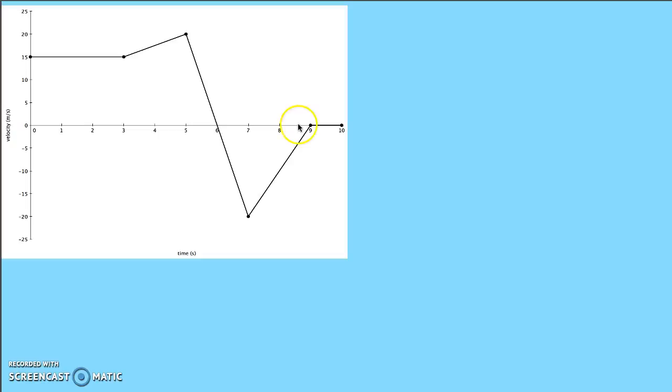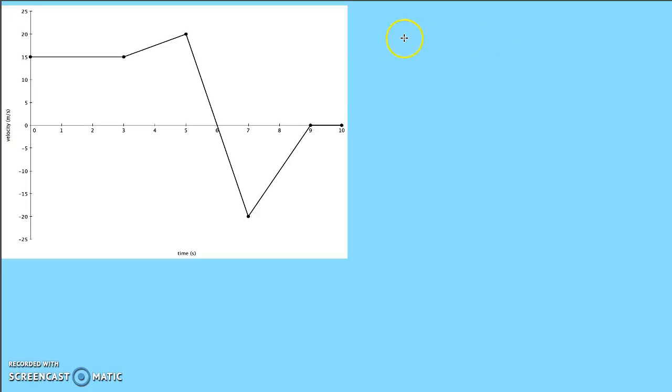So now we're going to look at a velocity graph. On the vertical axis here, we have velocity measured in meters per second, and our horizontal axis is seconds. Before we dig too deep into this graph, though, I just want to ask you a quick question. During these first 3 seconds, we see that the velocity was 15 meters per second. So how far does the object travel in the first 3 seconds?